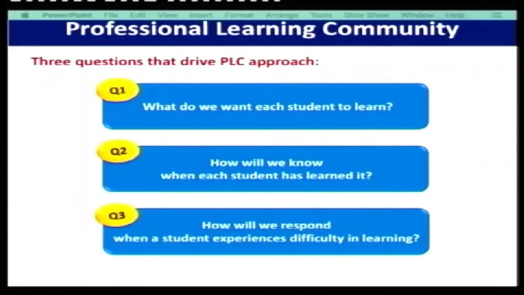Third, how will we respond when a student experiences difficulty in learning? So if a student is not learning, what will we do? We will sit together, examine work, all right? And then again select strategy, plan, implement, analyze, and adjust. So we will follow this cycle.